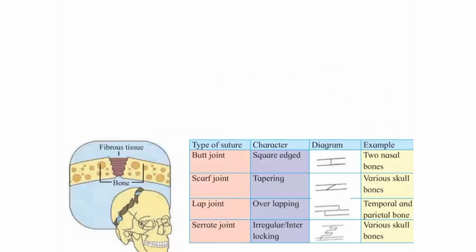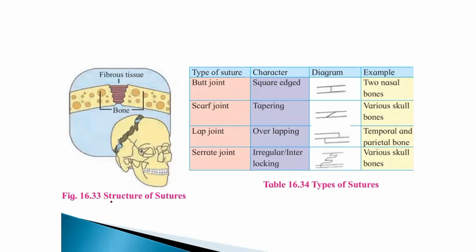Let's talk about the next part. This is the suture structure. So when I look at this, these are the two bones. In between them, there is fibrous tissue present, and this fibrous tissue joins the two. So there are different types of suture. First is called the butt joint. Butt joint means square edged. Look at this. This is a square edged suture. These are found in the two nasal bones.